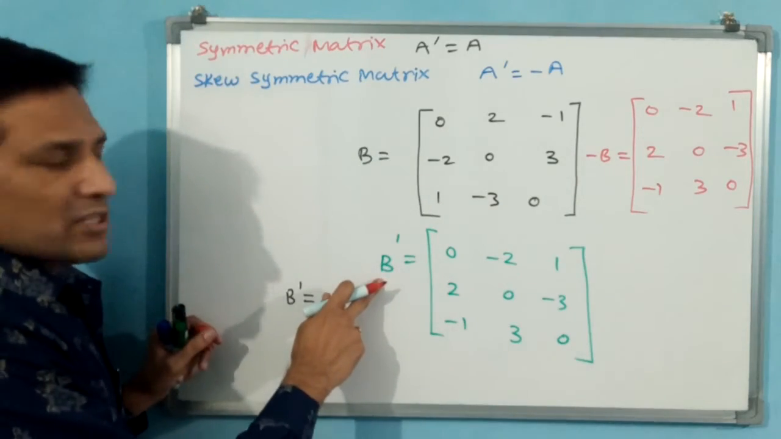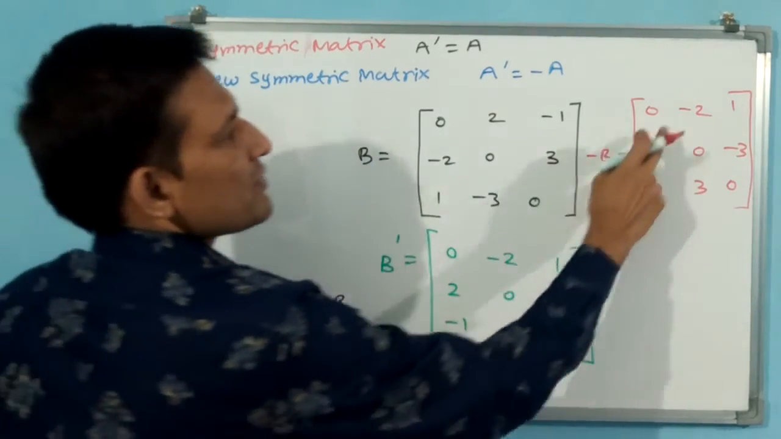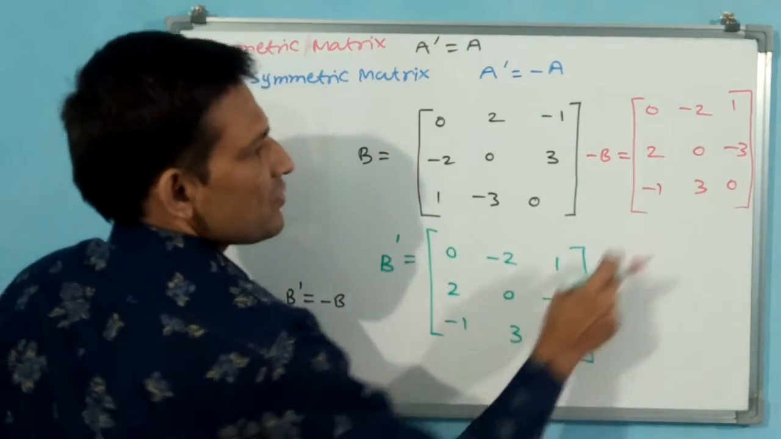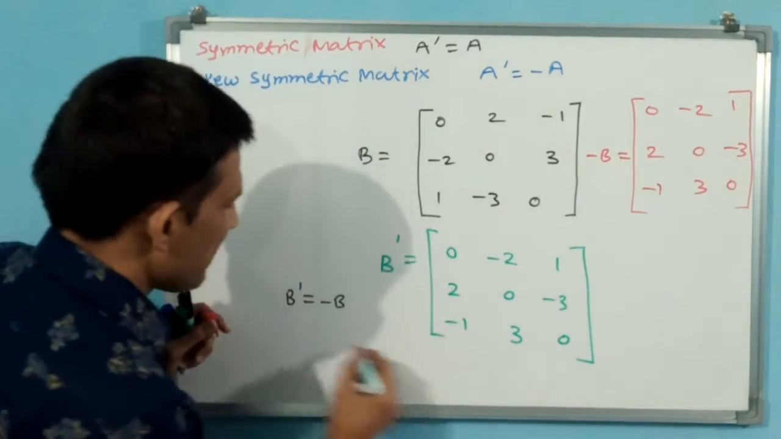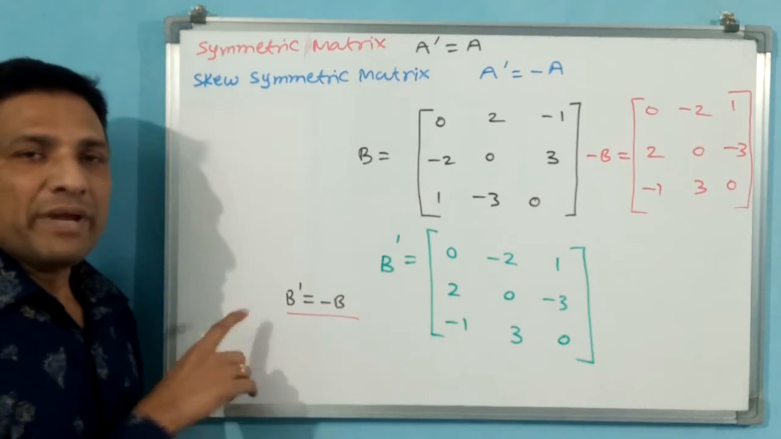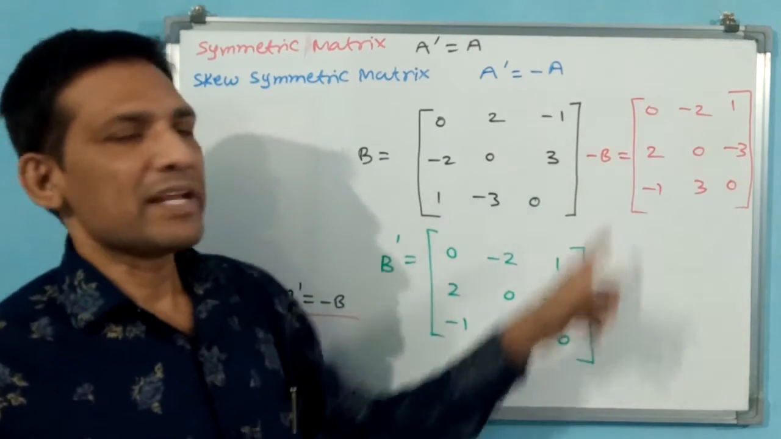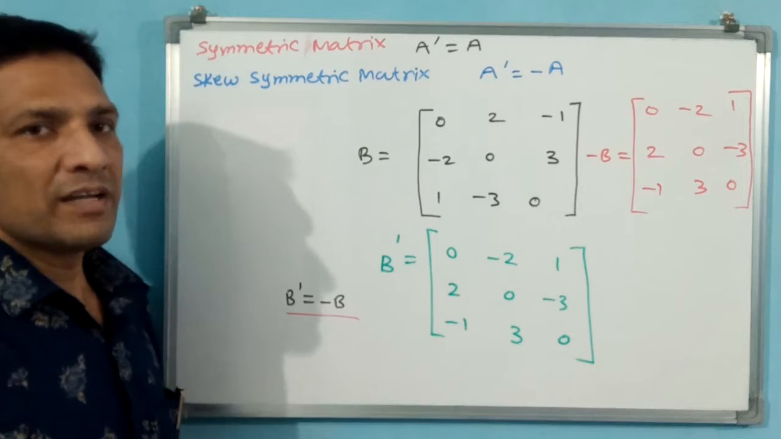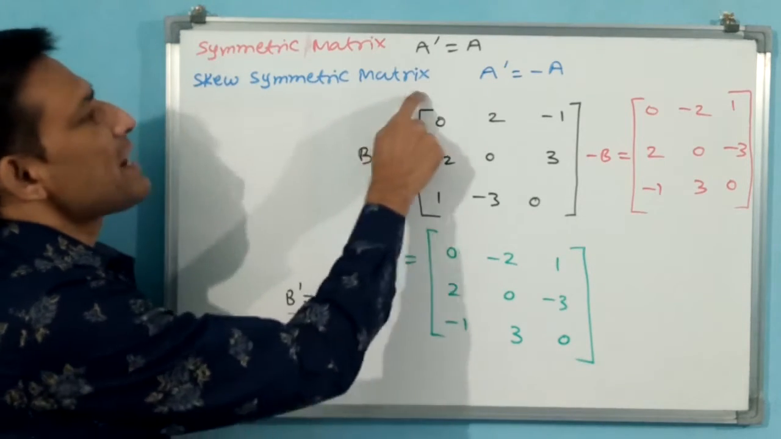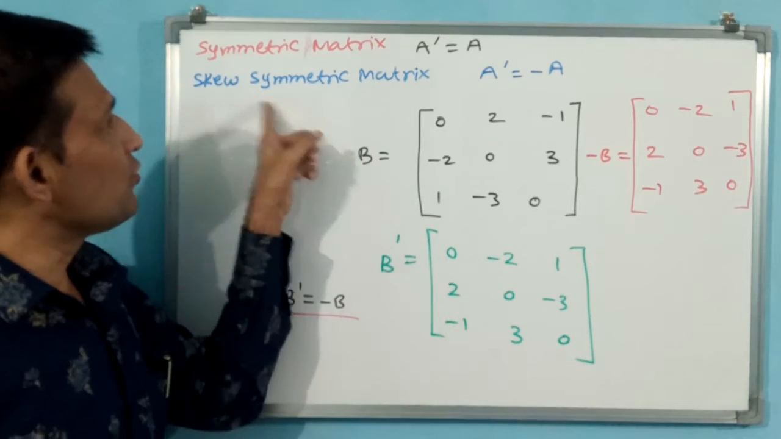This is B transpose. You see B transpose and minus B. 0, minus 2, 1. 2, 0, minus 3. Minus 1, 3, 0. Both are the same. That means here what happened? This happened. B transpose is equal to minus B. B has transposed, finally it has become minus B. Okay? That is why now we have to say that B is a skew symmetric matrix. You understand, na? B is a skew symmetric matrix.